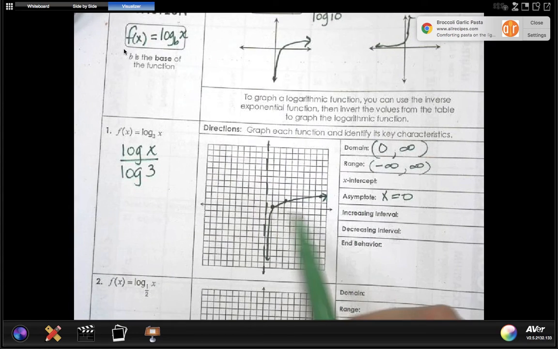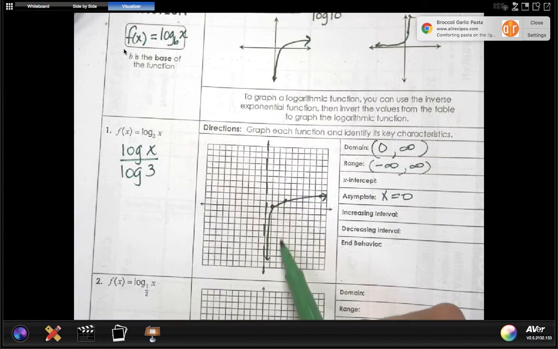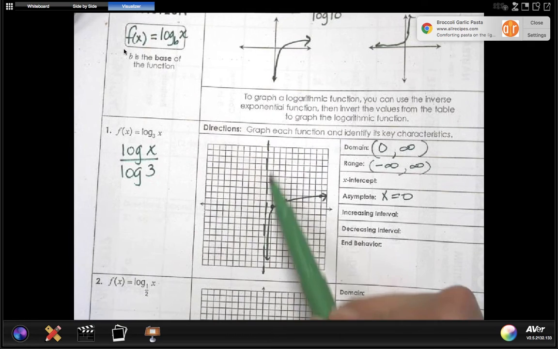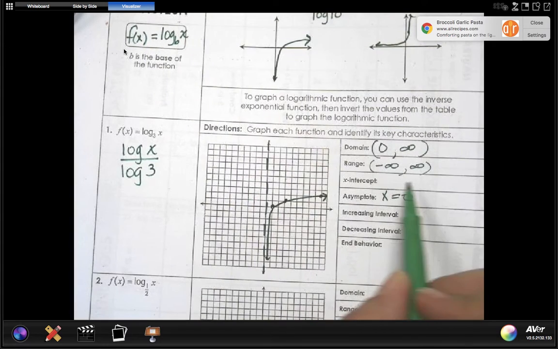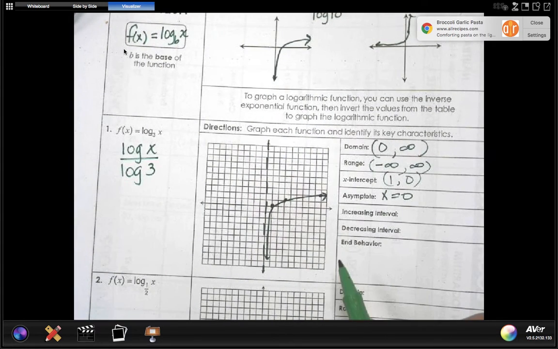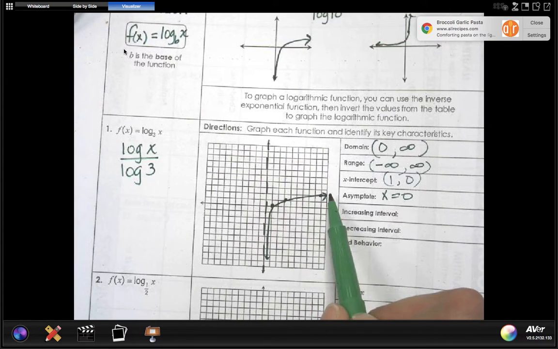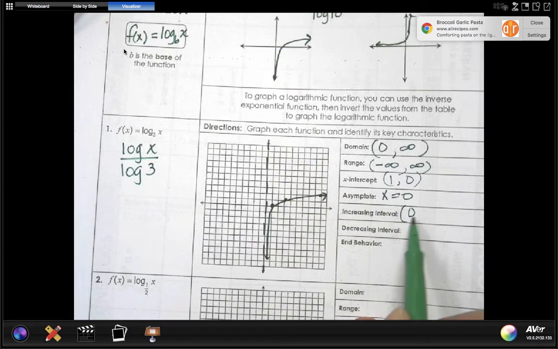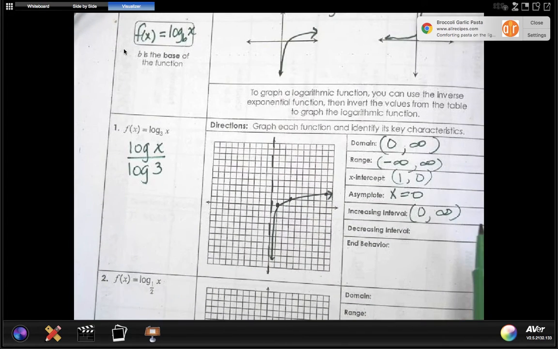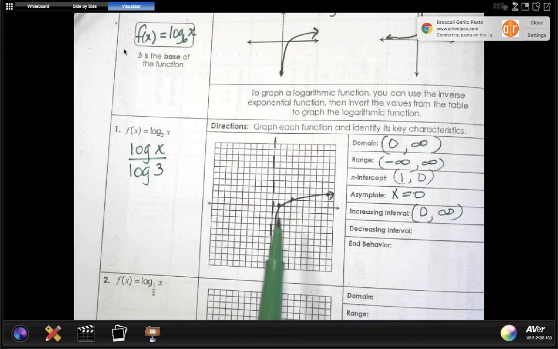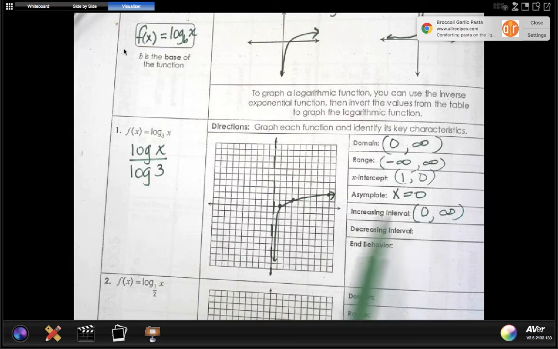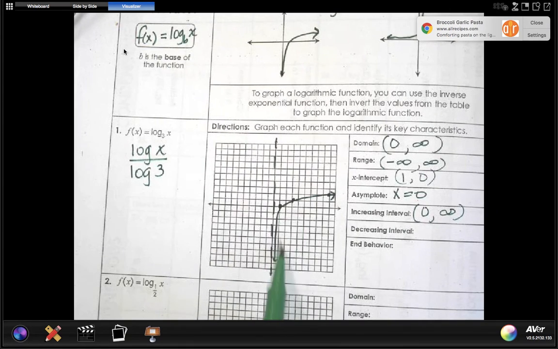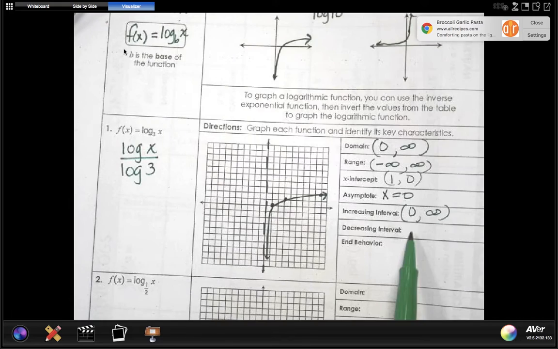As far as intercepts, we're not going to have a y-intercept because it can't be on 0. So we have 1, 0 as our x-intercept. It's increasing from 0 to infinity. And remember, we are reading the x values for increasing or decreasing. So that's why it can't be negative infinity because it cuts off here at 0. It is not decreasing anywhere.